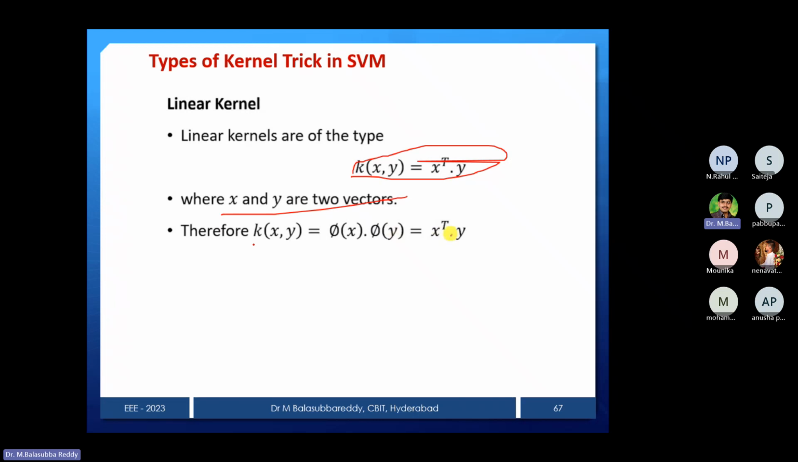Then K of x comma y is nothing but phi of x into phi of y, because we require two points now, x comma y. You directly make use of this formula: whatever x points are there, you take the transpose of that dot product with y. If I make use of x transpose into y, I call it a linear kernel.